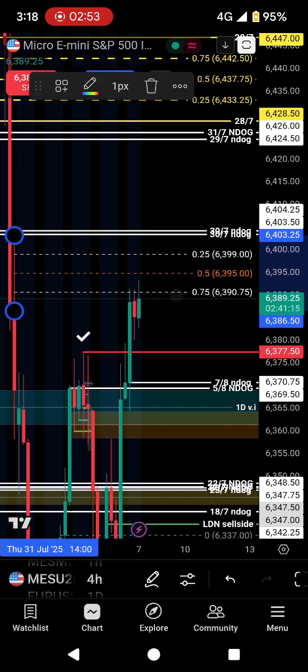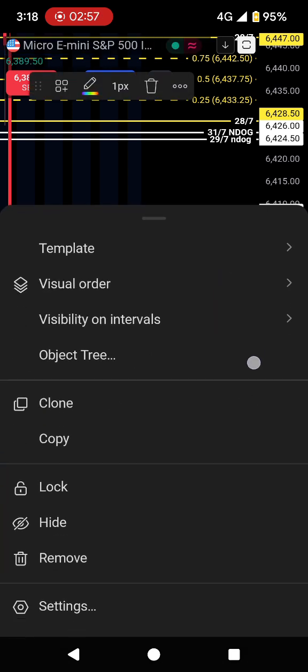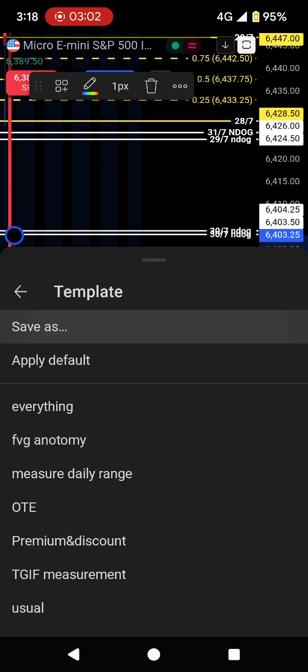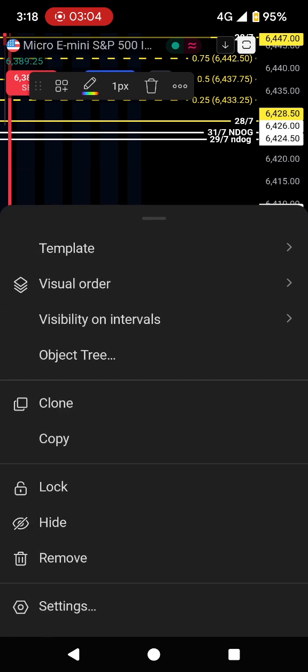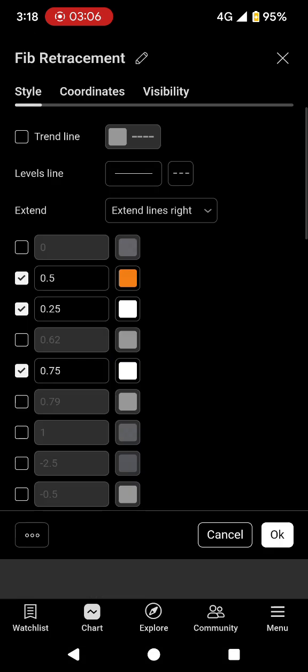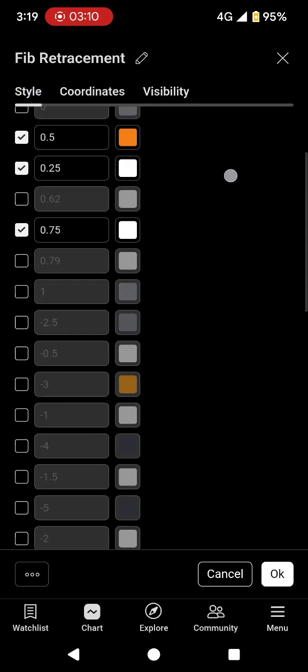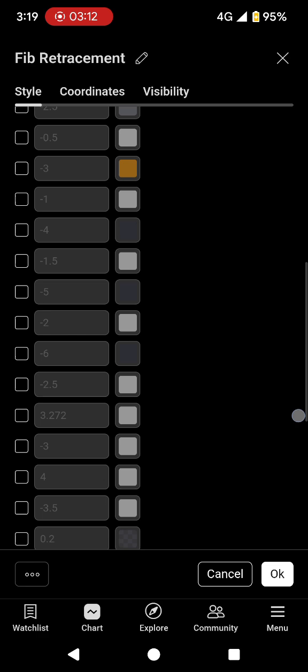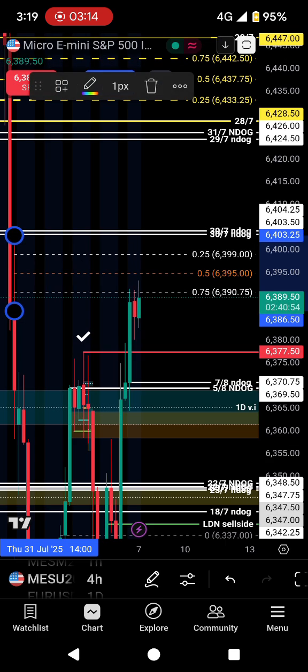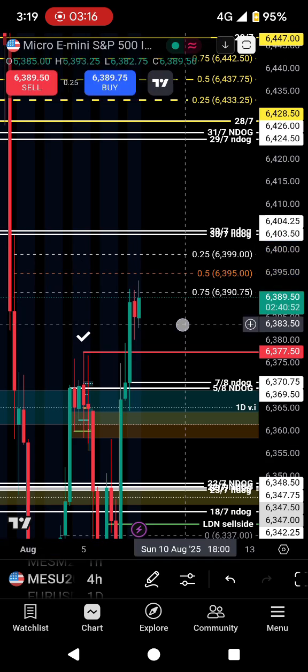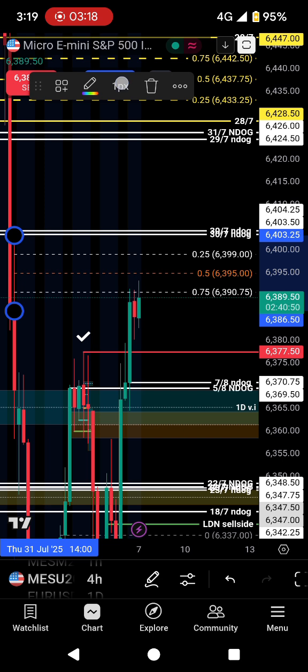How do I add words? How do I add words? Can't add words. Okay, never mind. We'll just make a mental note. Okay. So we change the color. Let's change the color to all orange.